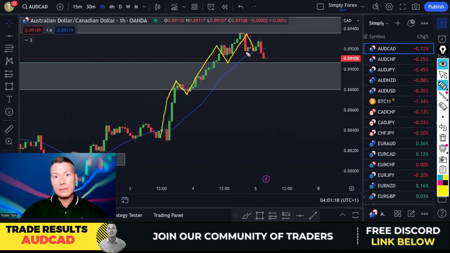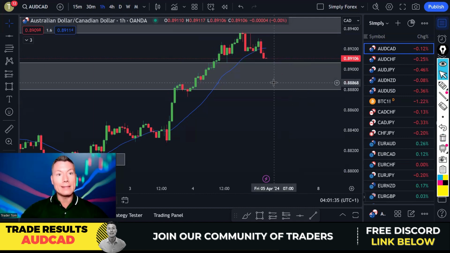There is this level here that's broke, but I would suggest this level here. If it starts potentially breaking this level, then again, we could start selling some Canadian dollar pairs, which we'll look at now. All right, so those were the trades from yesterday, guys. Let's take a look at today's trades now.